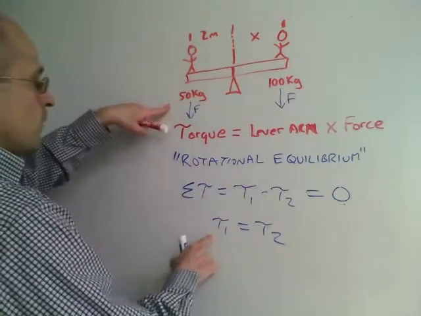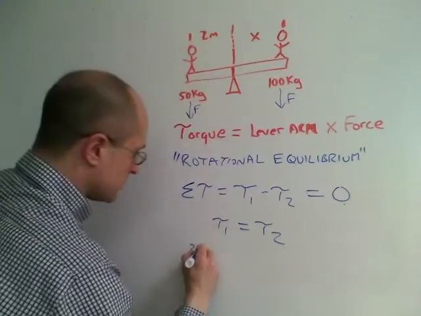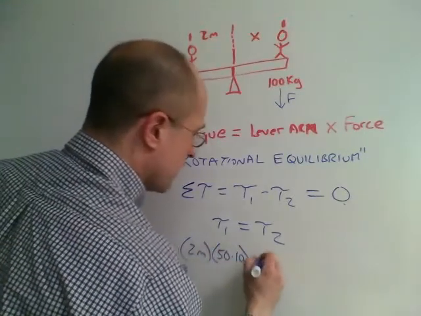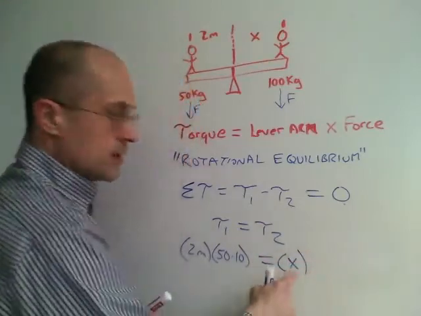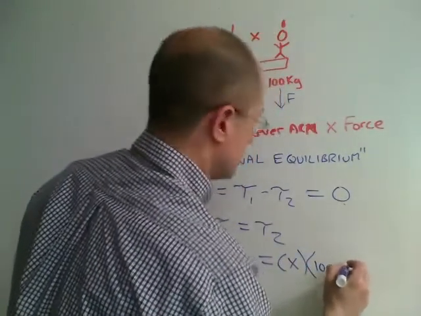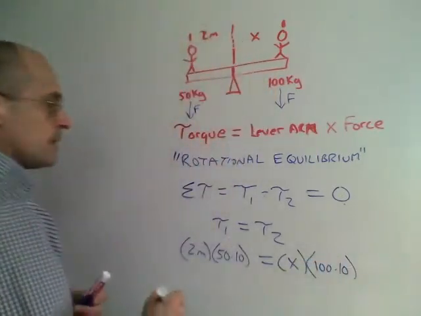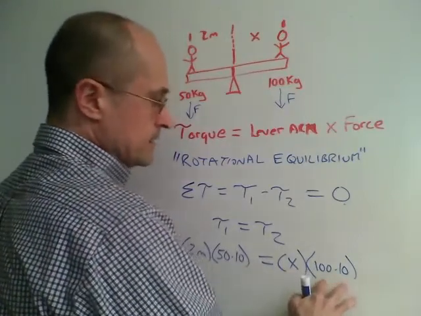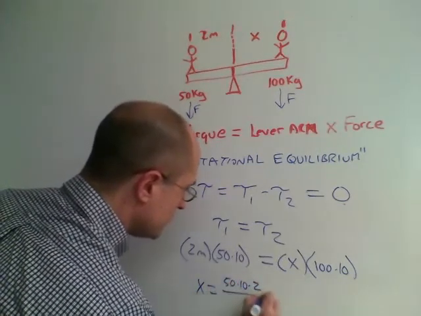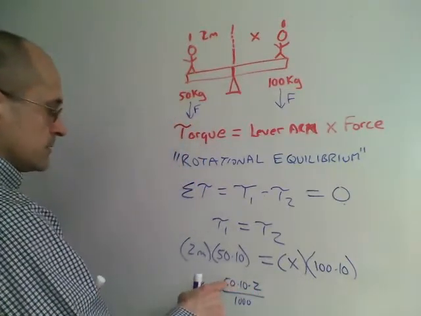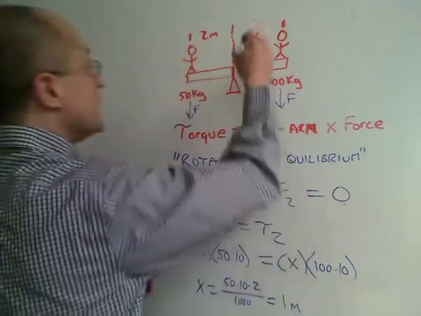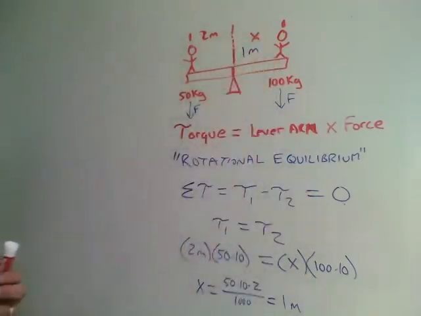Well, what's torque 1? It's this distance, 2 meters, times the force, which is mass times gravity, 50 times 10. That has to equal some unknown distance x that we're looking for times the mass of the adult, times gravity. So when we solve for x, we divide by 1,000, and x is 50 times 10 times 2 divided by 1,000. This is 1,000 divided by 1,000. This kid only has to sit 1 meter away to keep the teeter-totter in balance.